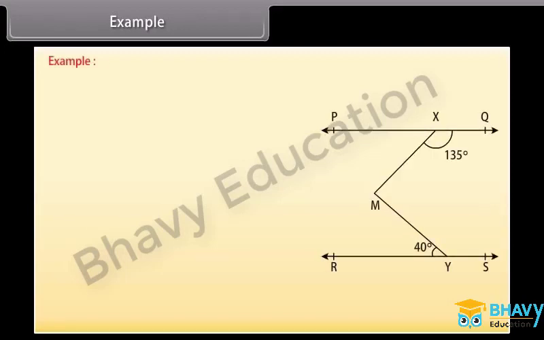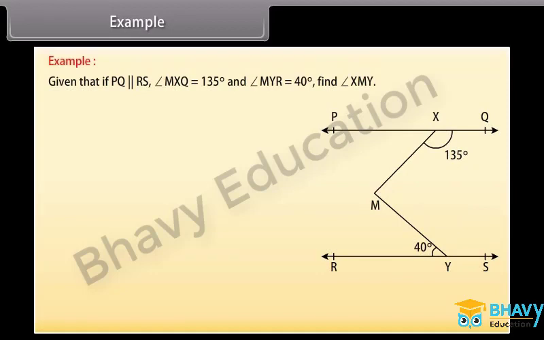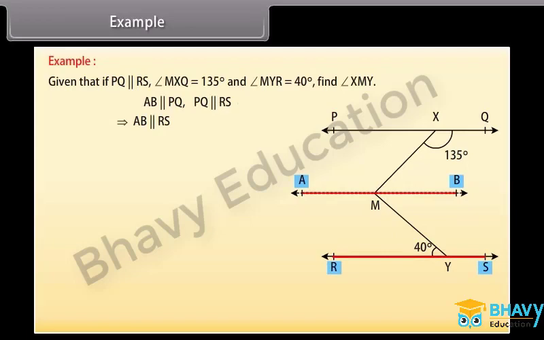Example. Now let us solve some examples related to parallel lines. Given that PQ is parallel to RS, angle MXQ is equal to 135 degrees and angle MYR is equal to 40 degrees, find angle XMY. For the solution, we need to draw a line AB parallel to line PQ through point M. Now AB is parallel to PQ and PQ is parallel to RS. Therefore, AB is parallel to RS because two lines parallel to the same line are parallel to each other. Now, angle QXM plus angle XMB is equal to 180 degrees.